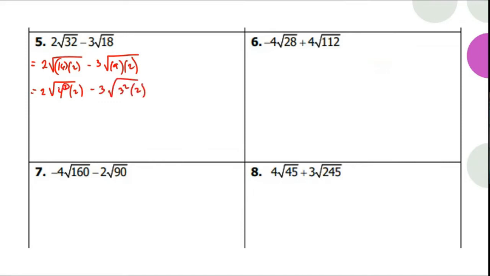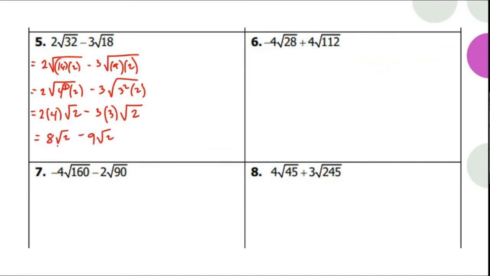Therefore, 4 squared has the same order as the radical, so we can move it out. Copy the coefficient 2, then move out 4 square root of 2 minus 3 times, since 3 squared has the same order, the same value as the order, which is 2. So the square root of 3 squared is 3. The remaining term inside the radical will be square root of 2. So now we can simplify: 2 times 4 is 8 square root of 2 minus 9 square root of 2.